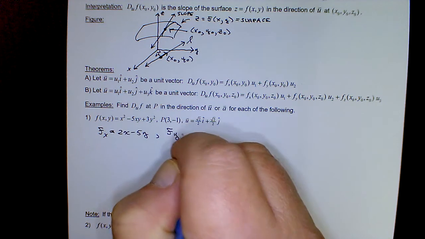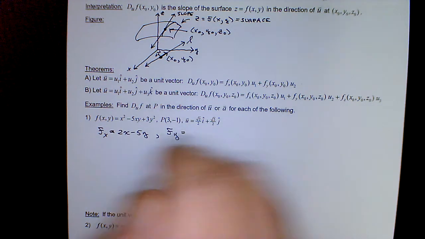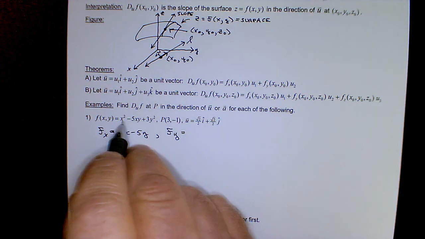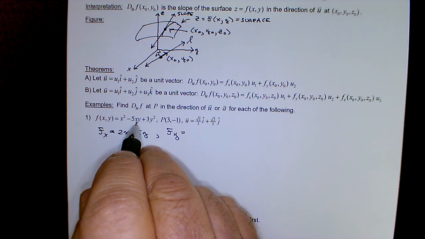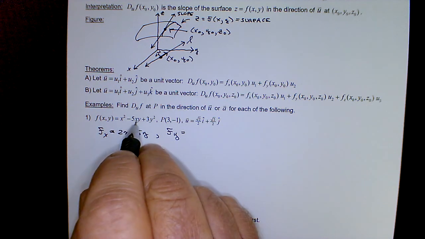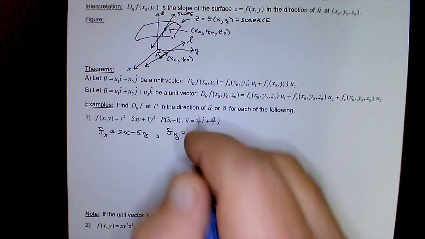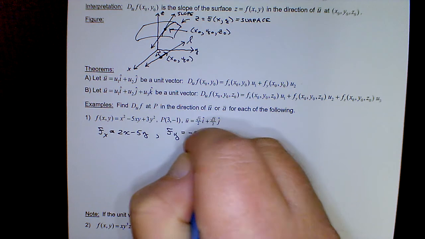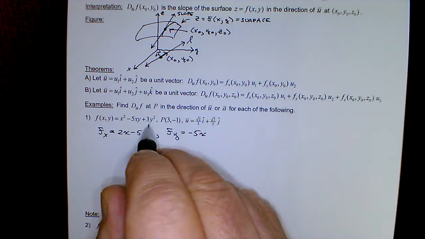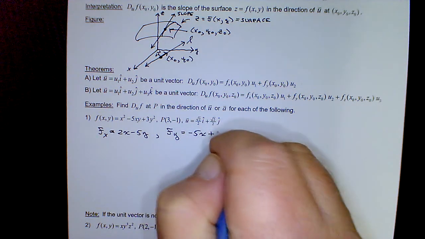Similarly, we'll find f sub y. Derivative of x squared will be 0, because x is a constant. Here x is a constant, and the derivative of negative 5y is negative 5. So negative 5 when the x tags along, and then the derivative of 3y squared is 6y.